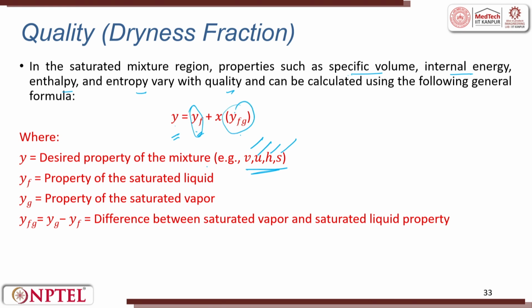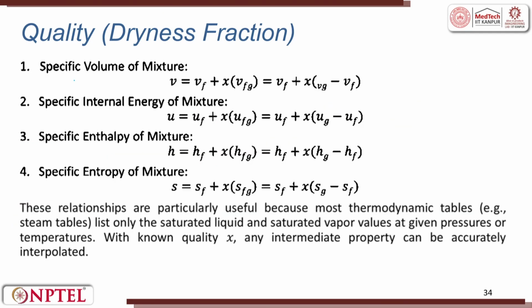So, Yfg is nothing but Yg minus Yf. Yf is the property of the saturated liquid, Yg is the property of the saturated vapor. So, you subtract, and the difference between the saturated vapor and the saturated liquid point is Yfg, multiplied by x. So, the specific volume of a mixture v is represented as vf plus x times vg minus vf. The specific internal energy of the mixture u is equal to this, h is equal to this and s is equal to this. Let us take one condition.